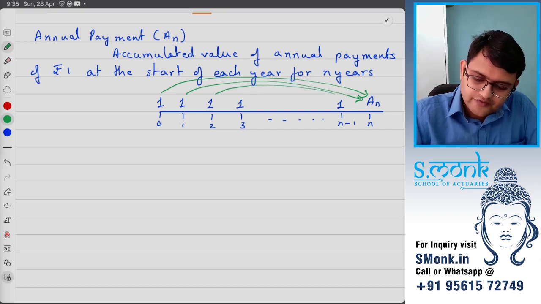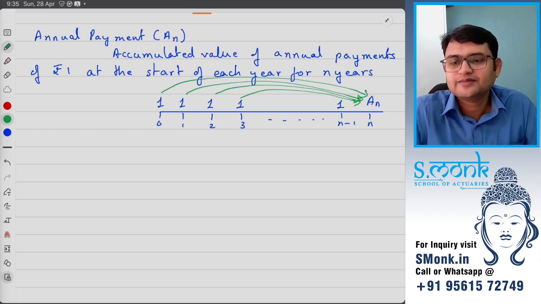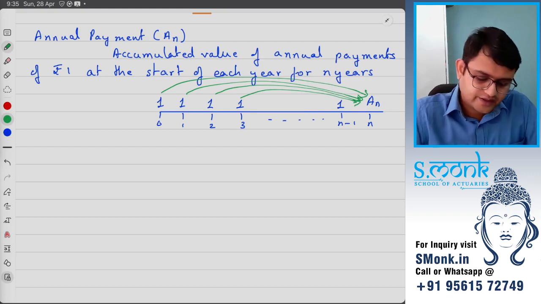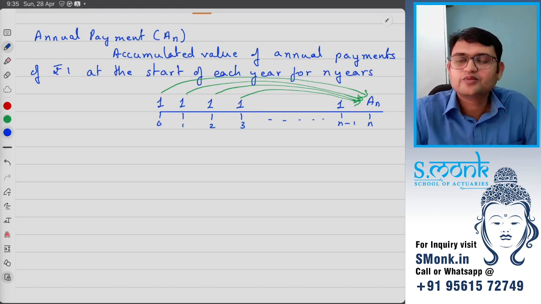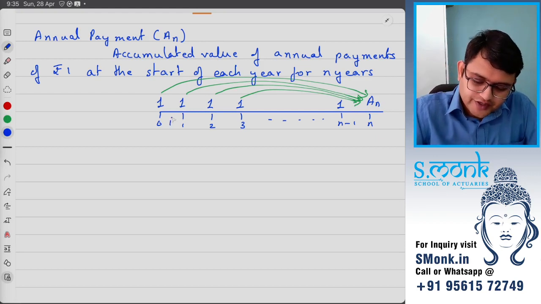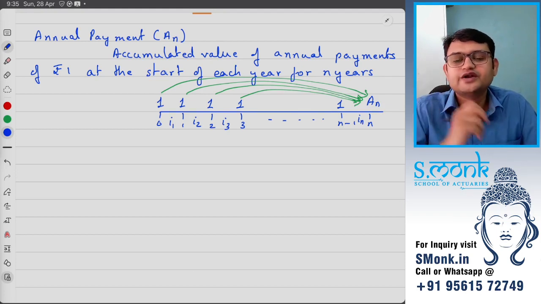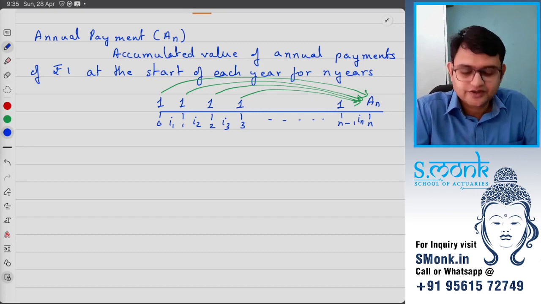The third value I will accumulate for n minus 2 years and so on, right? I will accumulate each one of these values till time n to get the accumulated amount, or the future value. But the rate of interest each year is different. Here I have I1, here I have I2, here I have I3 and so on. This would be IN. Each year the rate of interest is different.